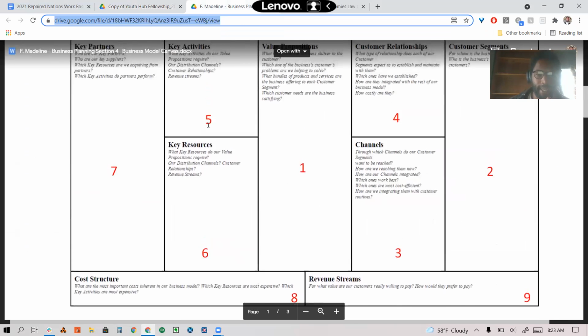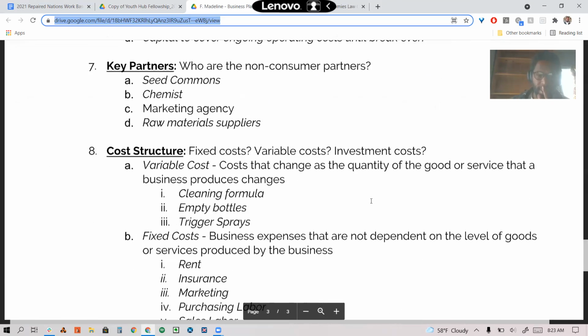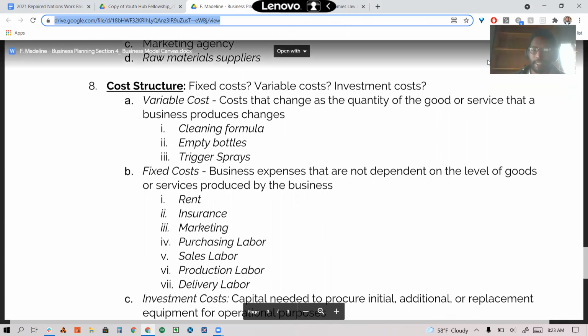Now we've gone through 5, 6, and 7: key activities, resources, and partners. Looking at cost structure now, before we go over to revenue streams. For cost structure, you're going to ask, what are the fixed costs, variable costs, and investment costs? Variable costs are things that change as the quantity of goods or services changes. So cleaning formula, empty bottles, and trigger sprays, for this eco-cleaning product company, are all things that will change whether the product is selling really hot or not selling that hot at all.